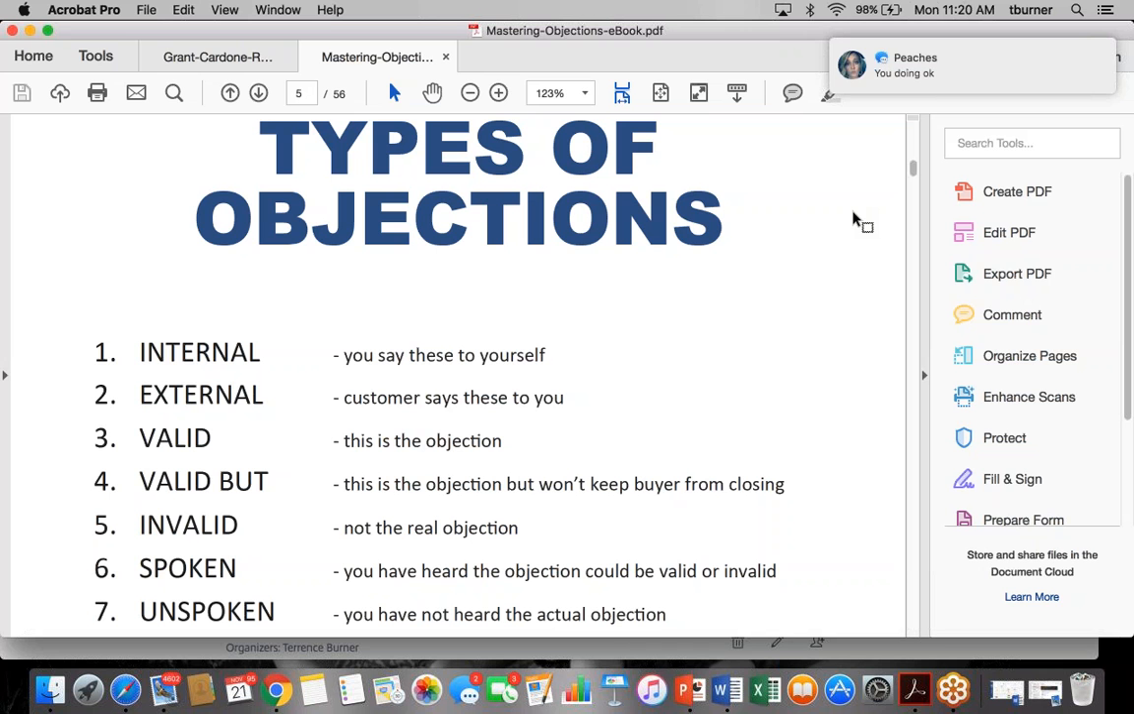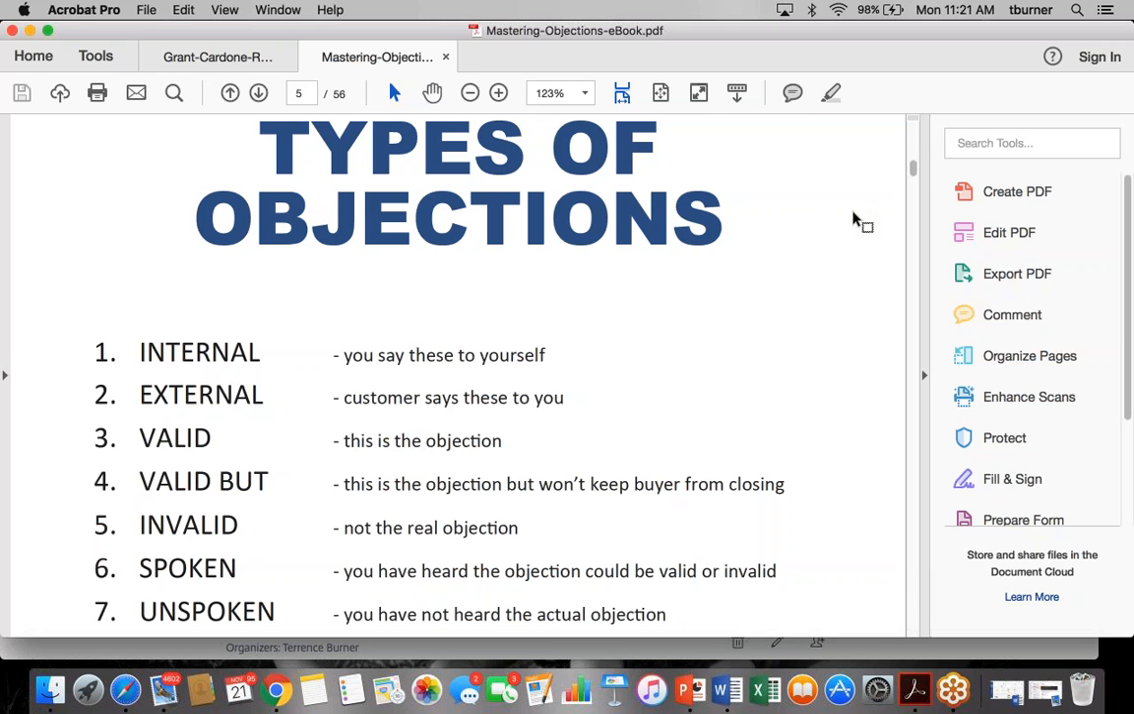The third, the valid objection. This is the actual real objection, not the 8 objections that they give you that you think are all objections, but this is the actual objection, the real reason they won't move forward. Most things that clients say, potential prospects say, are actually just complaints or they're smoke screens to the real objection.